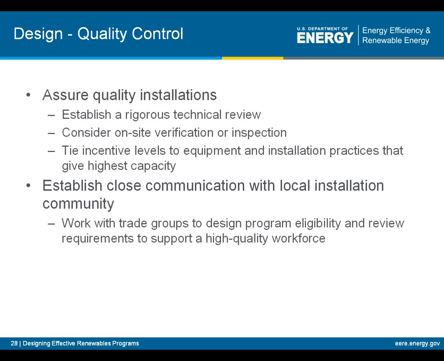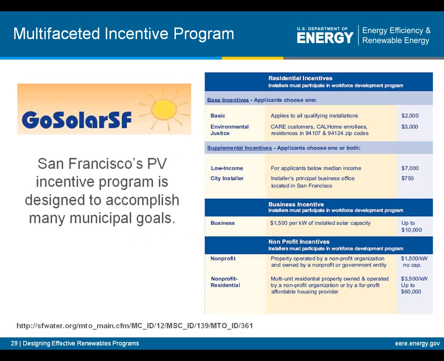You do certainly want to establish close communication with the local installation community, work with trade groups and others to design the eligibility and review requirements. They're often very interested in having your help in encouraging a high-quality workforce.